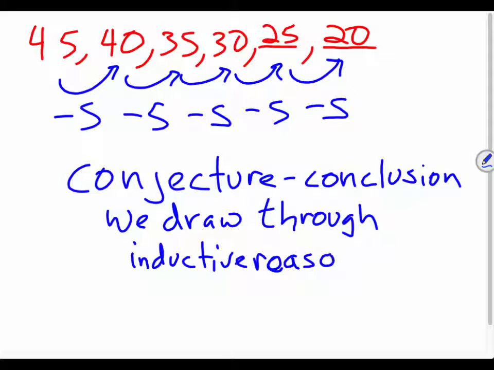Now, inductive reasoning is basically that we're going to do the same step over and over and over again. Okay? We're going to use the same step over and over again. So in this particular case, I subtract 5 from the previous number, subtract 5 from the previous number, subtract 5 from the previous number. That's inductive reasoning. Okay? I'm doing the same step over and over and over. Does that make sense?